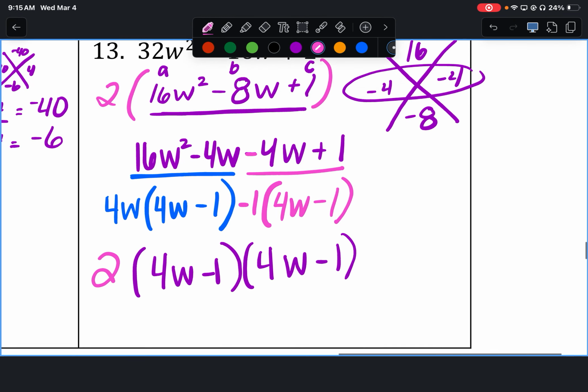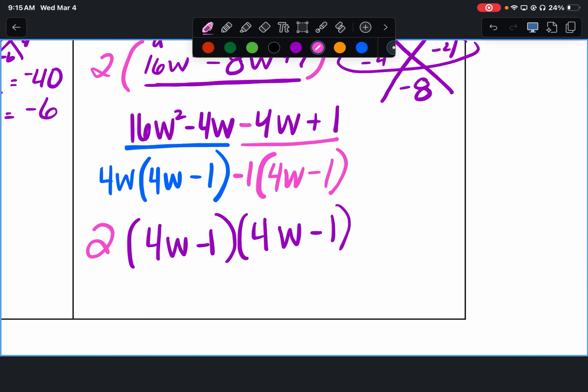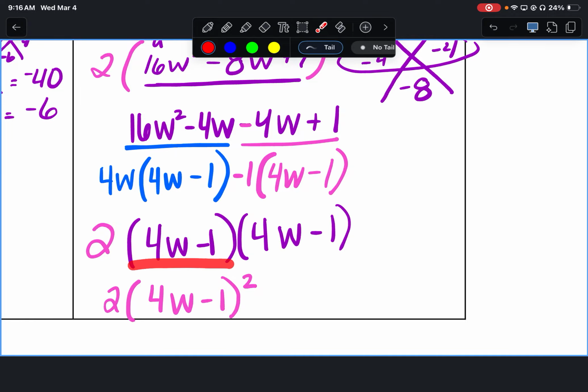2. Now, because those two are the same, we could also write our final answer as 2 times 4w minus 1 squared. We could write it either way, because these two things are just being multiplied by itself, and that's what squaring is.